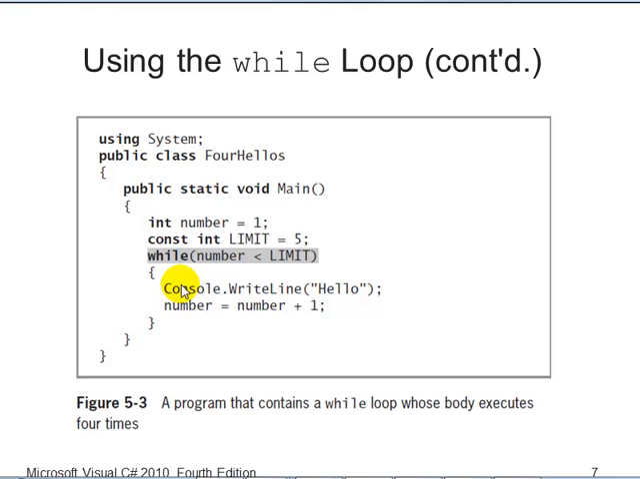Now the code in here needs to have something that's going to change our loop control variable. In this case, it's number. You see, number is the one that's being tested. So it is being changed, which means we will eventually reach the condition where this test is false and we will drop out of the loop.